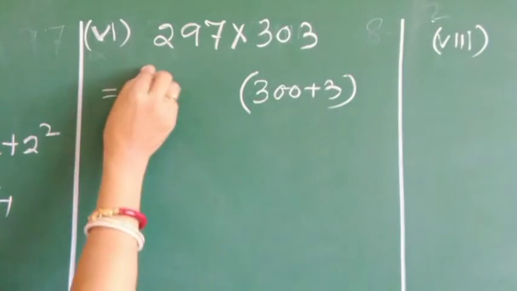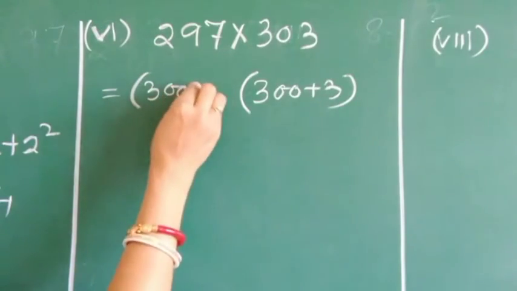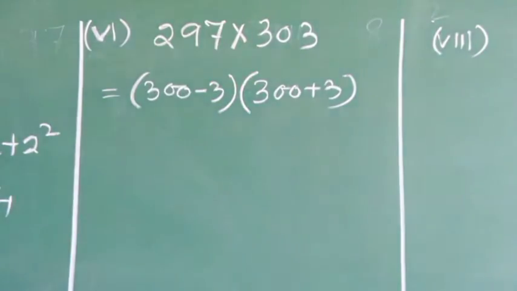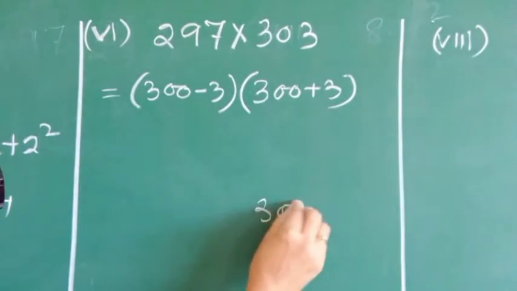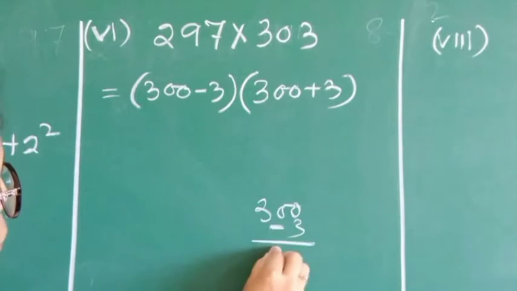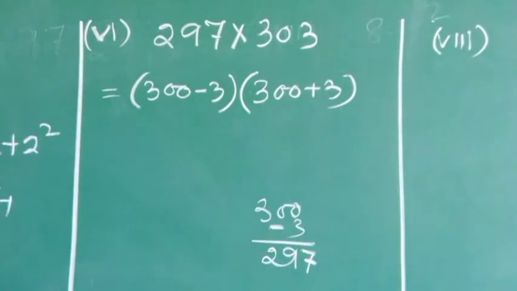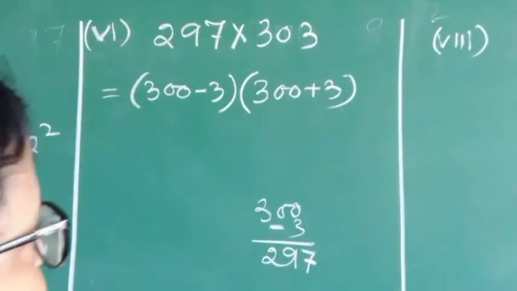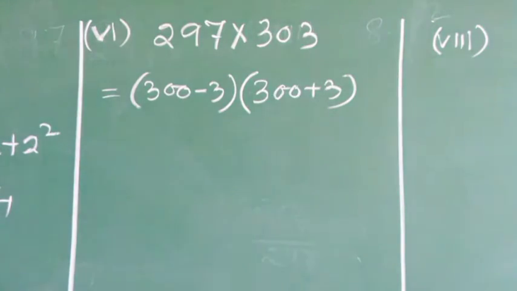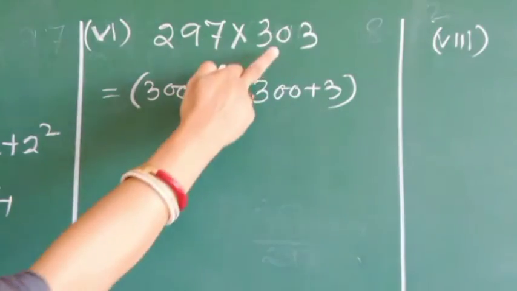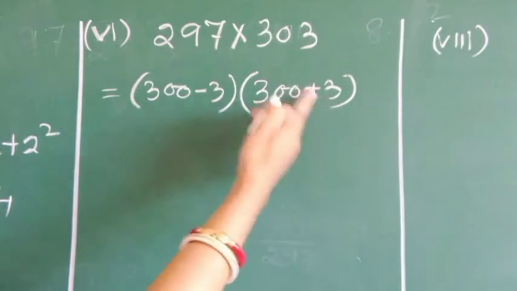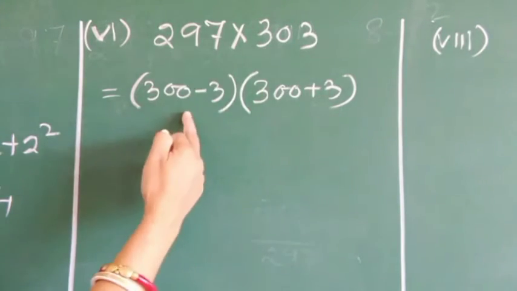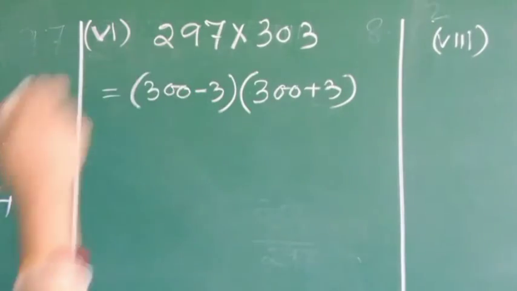Now you try, is 300 minus 3 is 297? Yes, 300 minus 3, you will get 297. So this number I can use in this way, 297 into 303. We will concentrate on the larger one and it will be easy for you to find out which number you have to add. 300 plus 3, then you try 300 minus 3 and you will get this number.